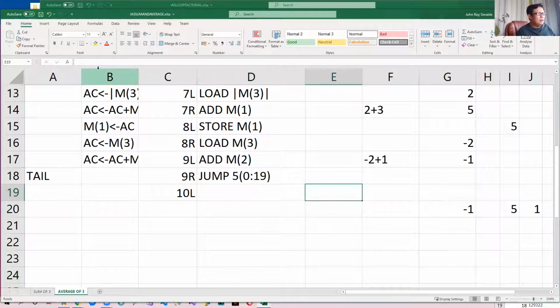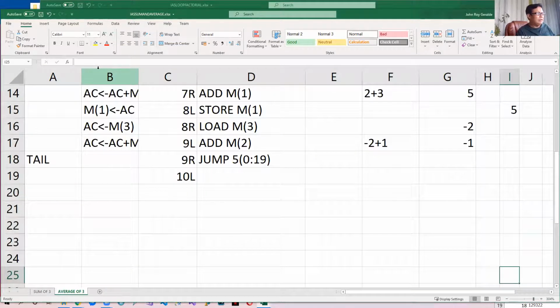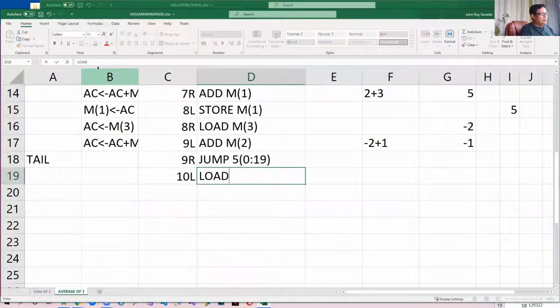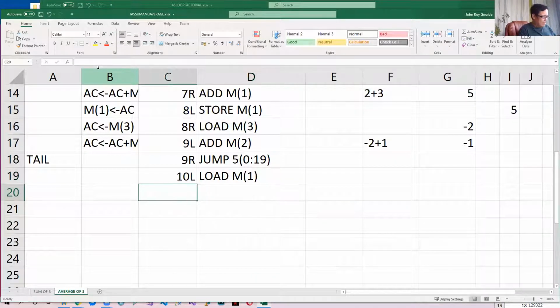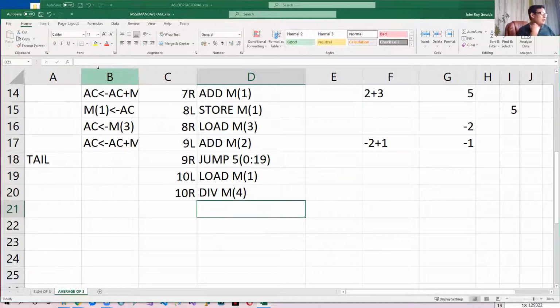Okay. In 10L, we will divide our sum. No? Our sum is in M1. Okay, we say load M1 in 10R. Okay, we say div. There's a div, no? Div M of 4. They follow. This is the average now, right?